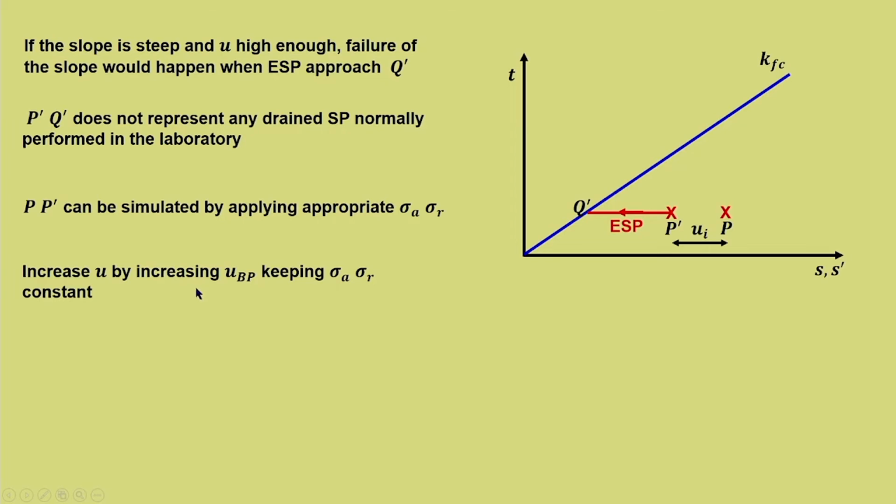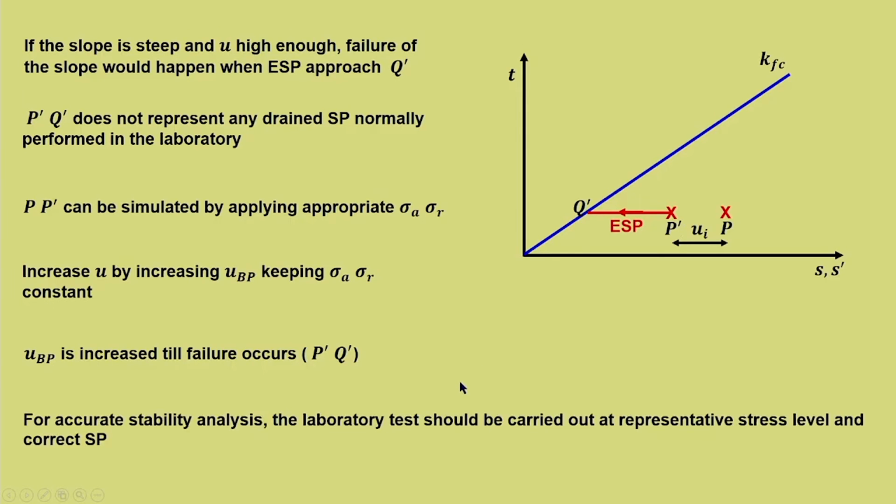So, increase U by increasing UBP, keeping sigma A, sigma R constant. So, that will give us this appropriate effective stress path. Now, whatever failure and the failure strength parameters that we get corresponding to that will be a realistic condition very close to the field one. So, UBP is increased till failure occurs, that is till the stress path reaches Q dash.